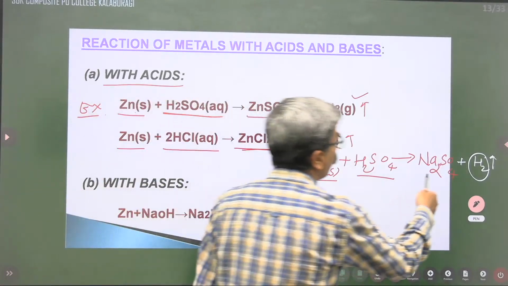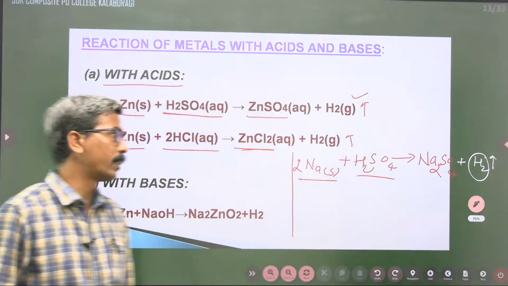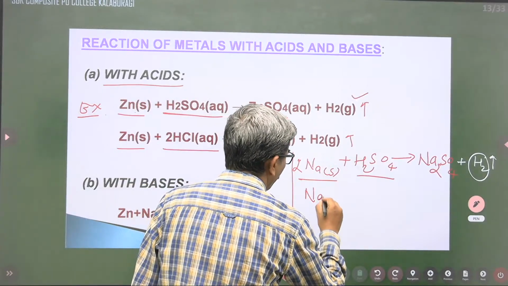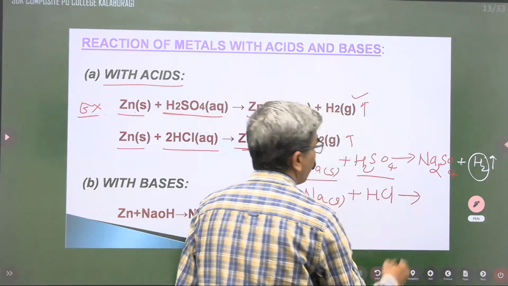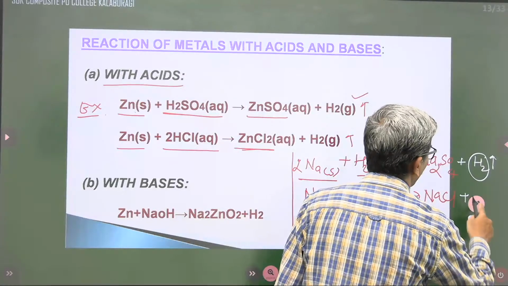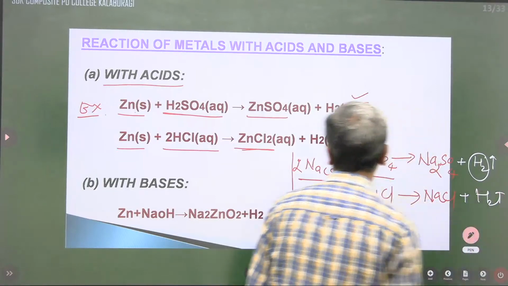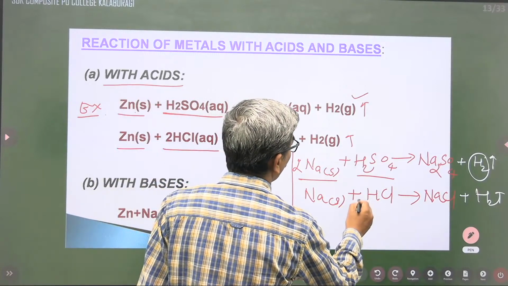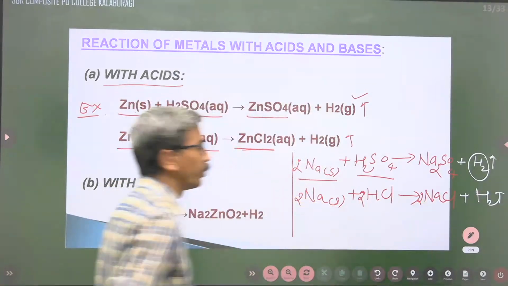So in this case also, the product formed is sodium sulfate, but it will liberate hydrogen gas. Now in the same way, if I take sodium metal and use it with hydrochloric acid, HCl, here it is going to form NaCl, and it is going to produce hydrogen gas. Now to balance it, here you have to make 2 moles, and here also 2 moles. Now here it is going to be 2 NaCl.